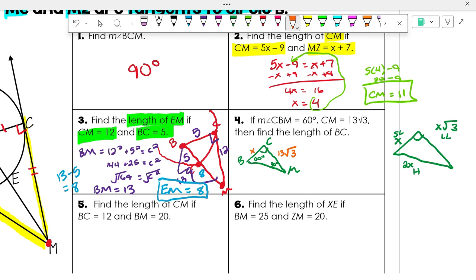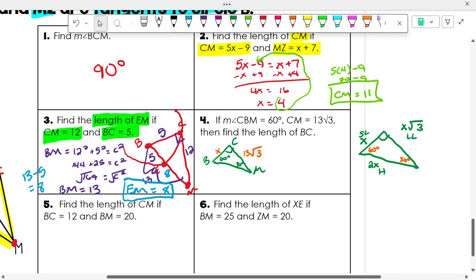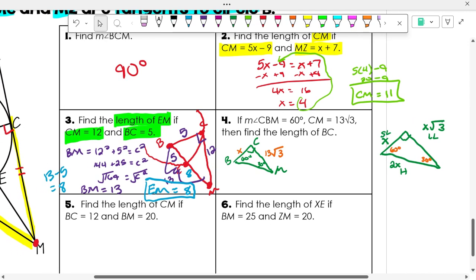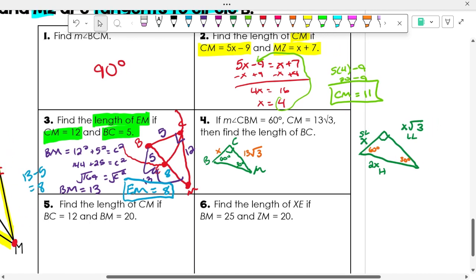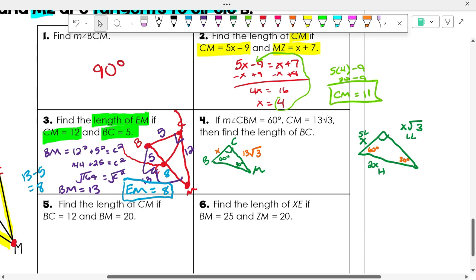Is CM my short leg, long leg, or hypotenuse? Is it across from the 60-degree angle, the 30-degree angle, or the hypotenuse, or the 90-degree angle? It's across from the 60, which means it's the long leg. So the long leg is equal to x times the square root of 3.